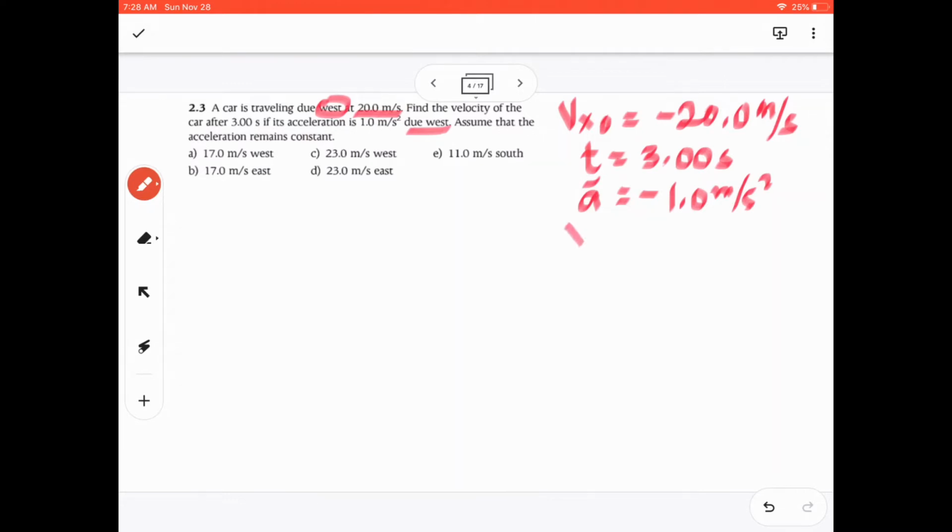So we're looking for Vx. This is unknown. So we're going to use the formula Vx is equal to Vxo plus axt.